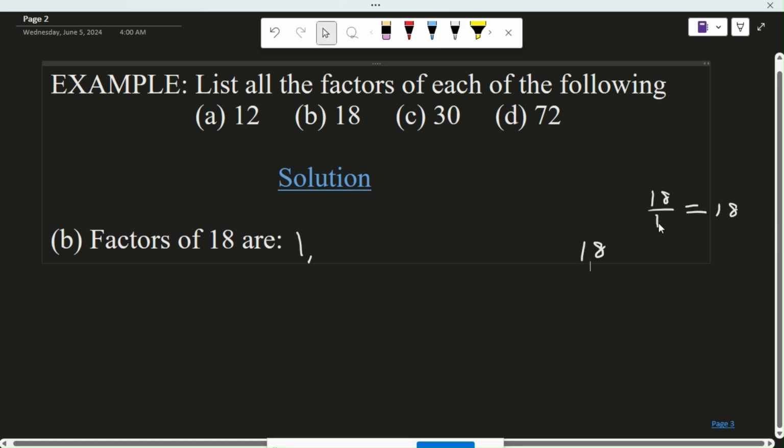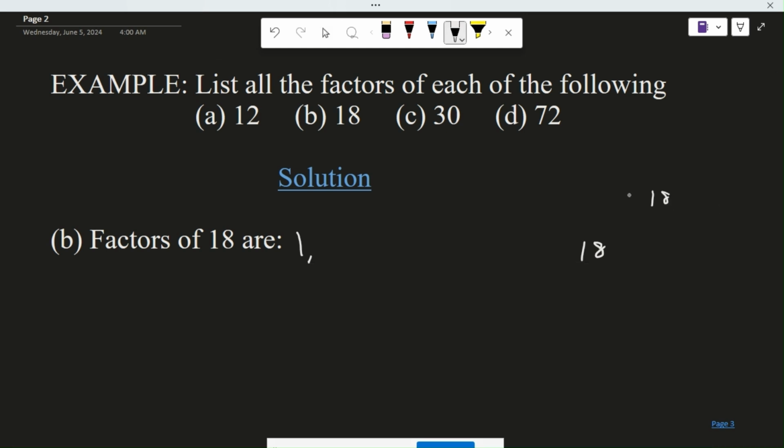I'll move on to the next one, dividing 18 by 2. So I have 18 divided by 2, our outcome is 9. So in that case, I'll write 2 here after 1, then I'll put the outcome here, which is 9.